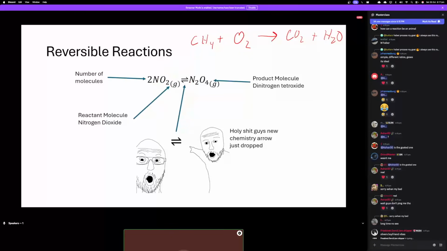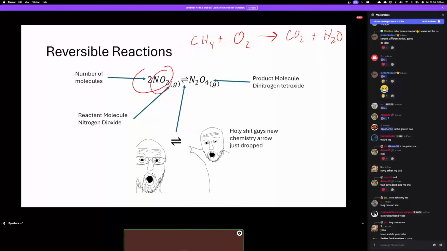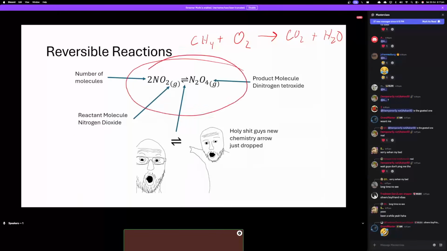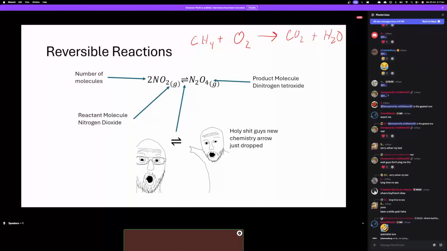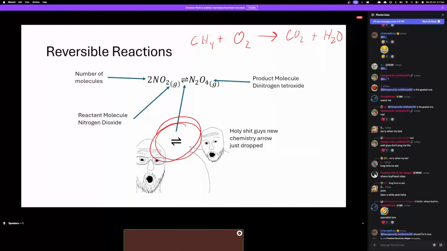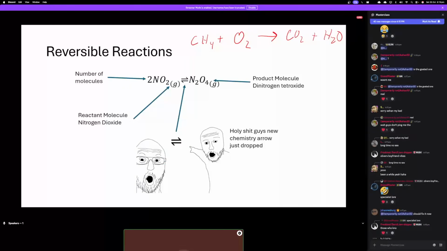So let's just look at a reversible reaction. We have some reactant. This is the number of molecules. In this case, I've chosen nitrogen dioxide. We're going to see this example a lot. I'm going to use it later on. But anyway, we have some product, and then I guess this is a 1 here. And the most important thing is to signify a reversible reaction, we must put a reversible arrow here. It just looks like that. That's all you need to know. Hopefully that's fine for now.